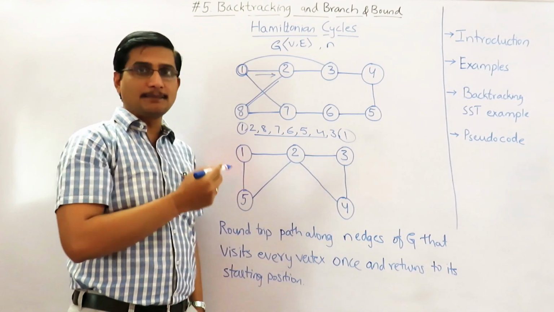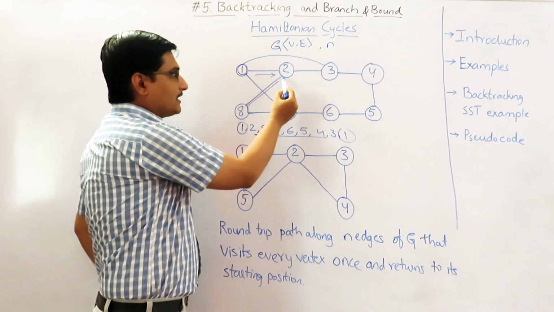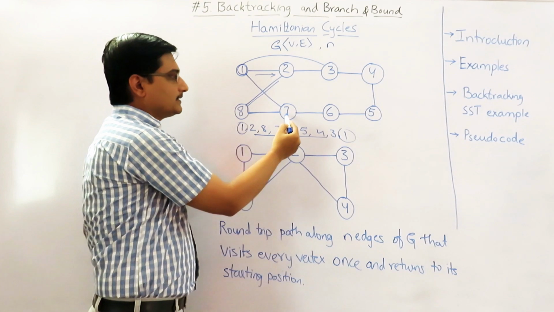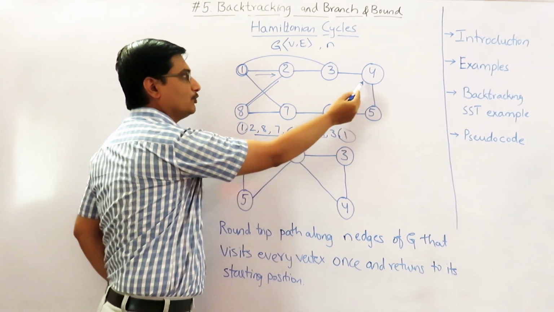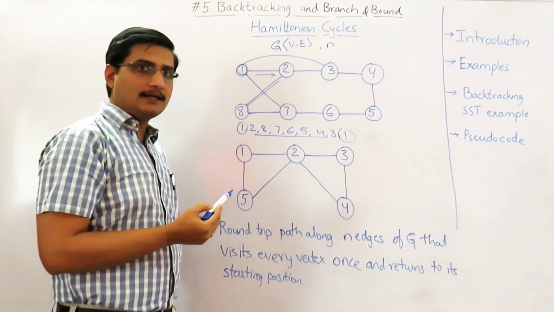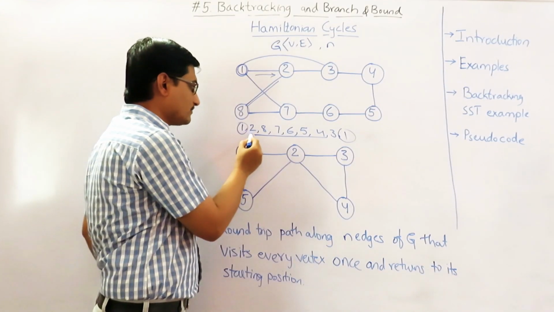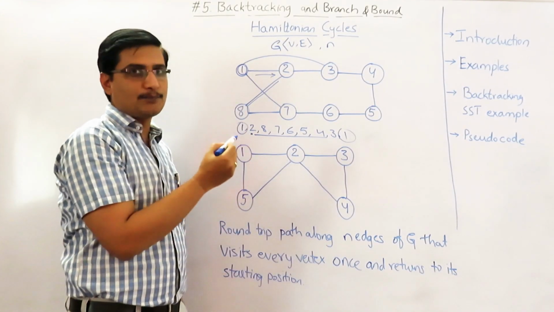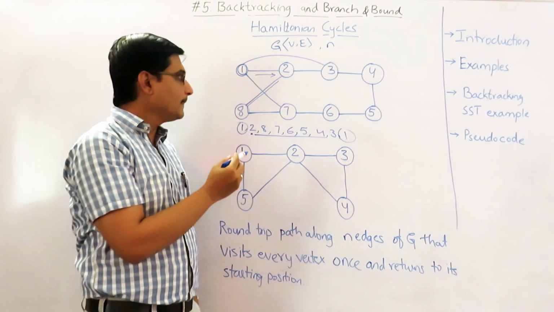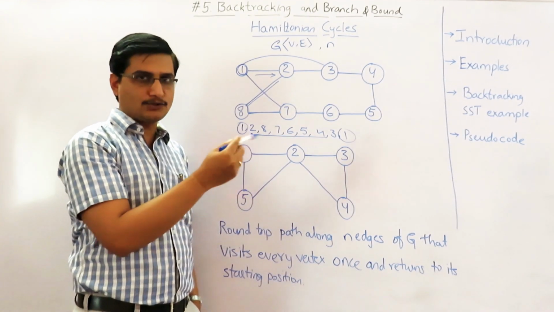There may exist multiple Hamiltonian cycles. Say here, if we start from 2, 2 to 8, 8 to 7, 7 to 6, 6 to 5, 5 to 4, 4 to 3, 3 to 1, 1 to 2. Is it a different Hamiltonian cycle? No, it is not a different Hamiltonian cycle, because we have just changed the starting point. So we need not find the duplicate Hamiltonian cycle here. If we are going to find a different Hamiltonian cycle, it should be entirely different. The path should be different.